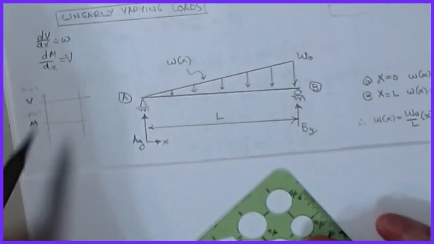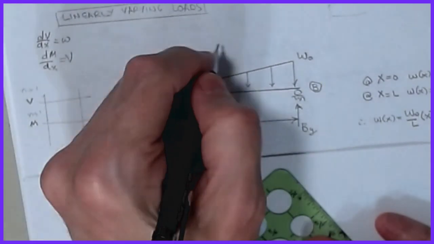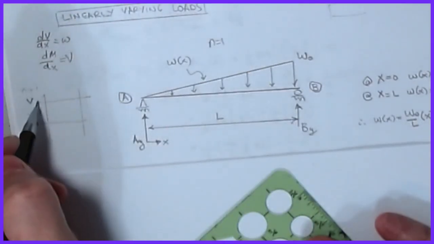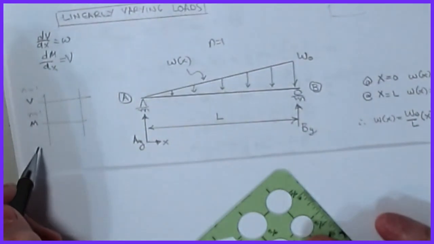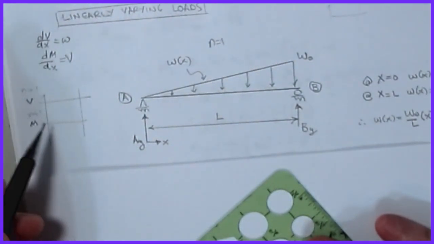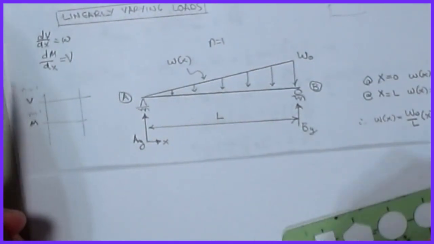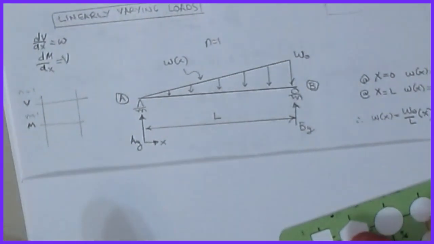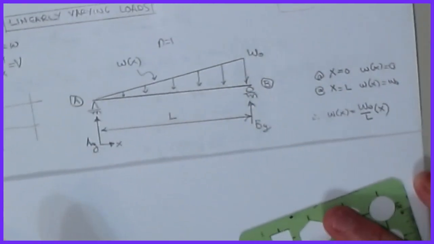And so we know that since this load is linear, this is an n=1 load, the shear will be second order, the moment will be third order. Okay, so coming up with these areas using the approaches we've outlined before is a little bit of a challenge. So we're going to come up with an alternative approach.